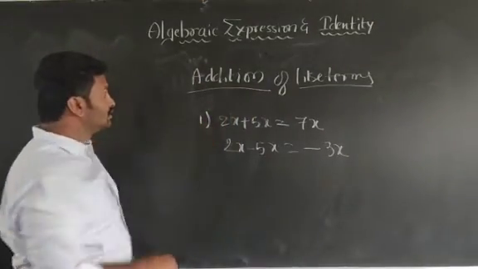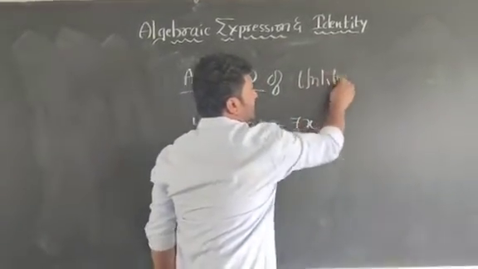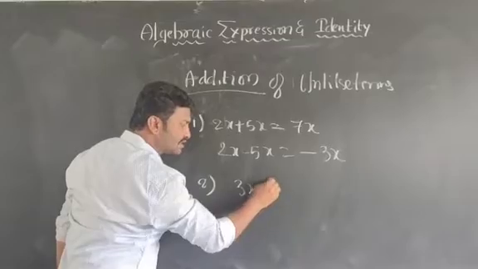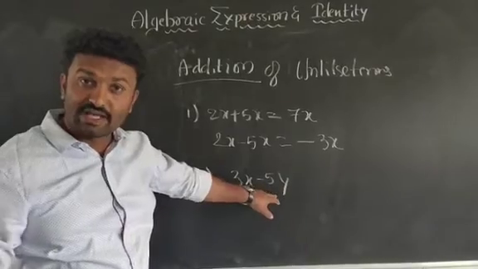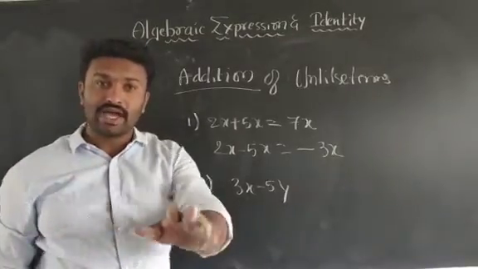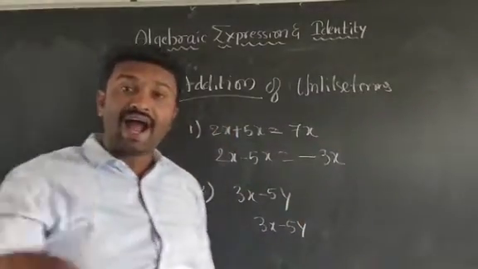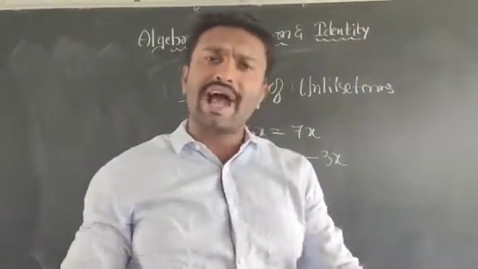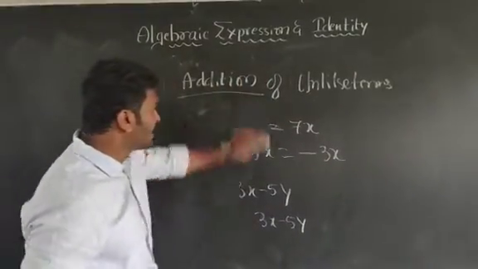Okay? Now, addition of unlike terms. 3x minus 5y. Here 3x is one term, and minus 5y is one more term. Here the variables are different in both terms. We cannot add. Keep it as it is: 3x minus 5y. We can only add and subtract the same variables. If variables are the same, we can add. If variables are the same, we can subtract. Remember.